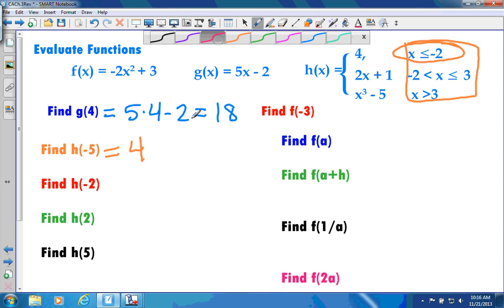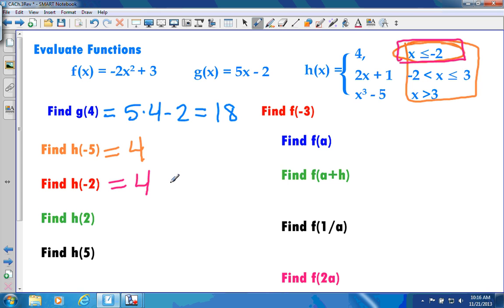Next one down, h of negative 2, same function. Negative 2 is still going to fit this one because it says x has to be less than or equal to negative 2. So this is also going to be 4. Then we have h of 2. Well, h of 2 is going to fit the middle one because it is between negative 2 and positive 3. So now you have to substitute it into 2 times 2 plus 1, so you get 5.